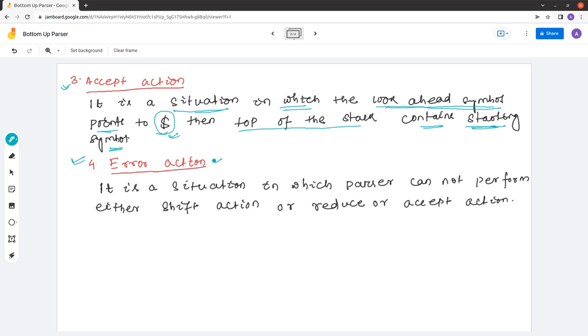The fourth action is called error action. It is a situation in which the parser cannot perform a shift action, reduce action or accept action. So this is called error. Now we'll see these 4 actions, shift, reduce, accept and error, with the help of one example. Try to understand the meaning of these 4 actions.